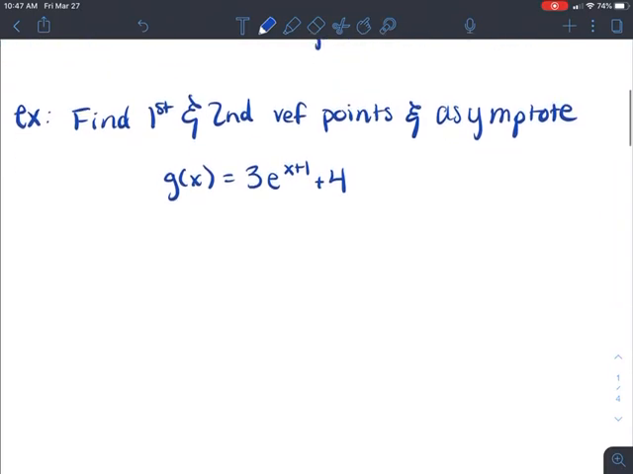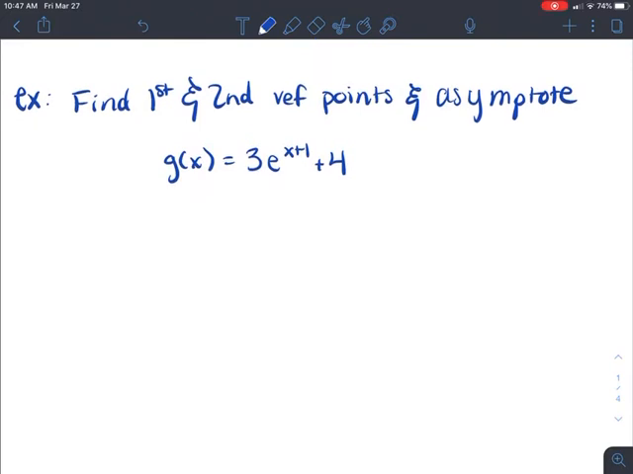So we're going to do a few examples so that you guys can really see that. This question asks us to find the first and second reference points and the asymptote for this transformed function. It gives us g of x is 3e^(x plus 1) plus 4. So over here I'm going to list my values. I find this to be helpful just so that I am able to keep track of everything. My a value is right here, it's 3. My base is e. My h value is here, and since this is x minus h usually, that means that the 1 is a negative value, so h is -1. And my k is 4.